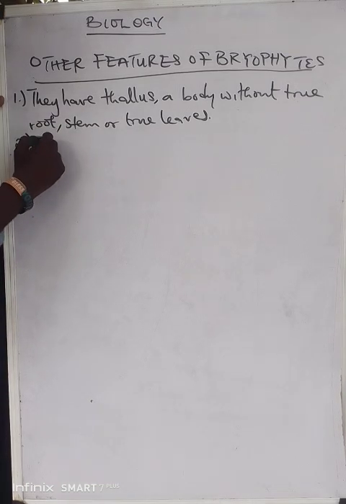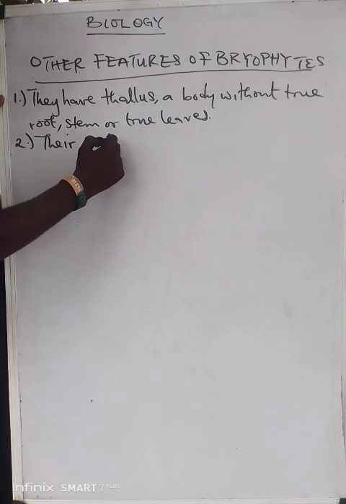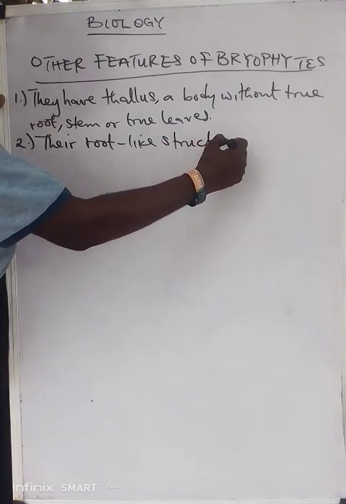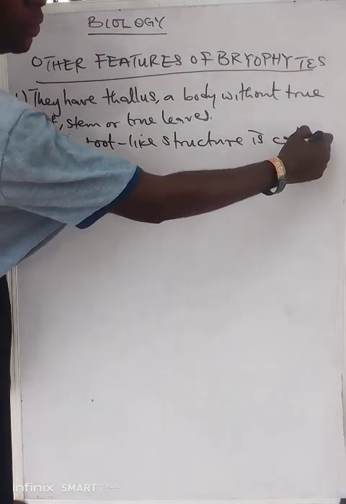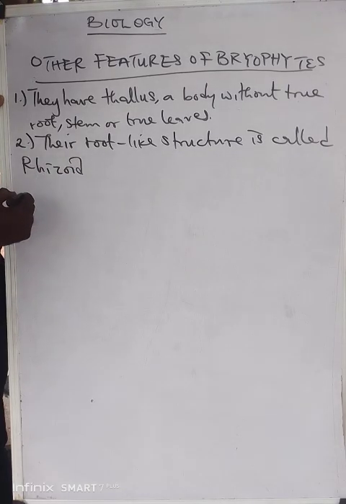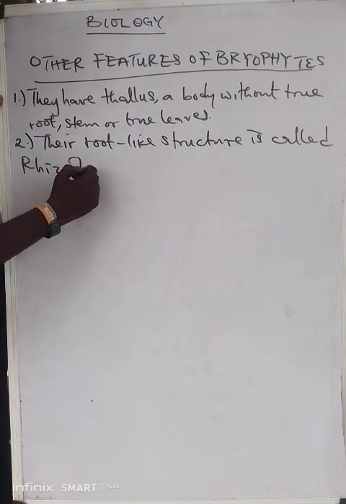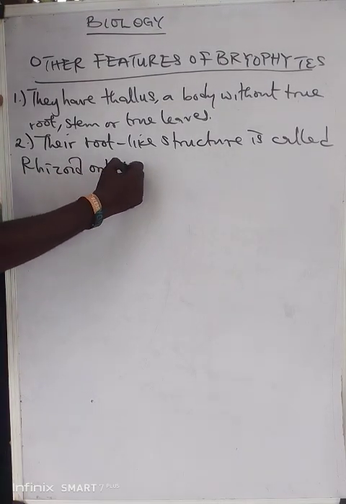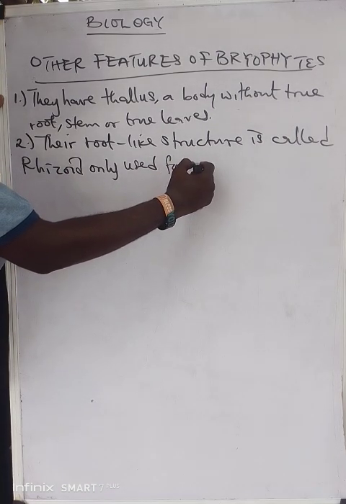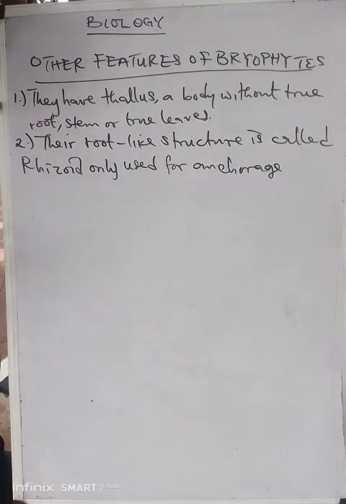But they do have root-like structures, something that looks like roots, called rhizoids. Why is it not a root? It's not used for absorption. It is only used for holdfast or anchorage, to hold them to the surface they are attached to.